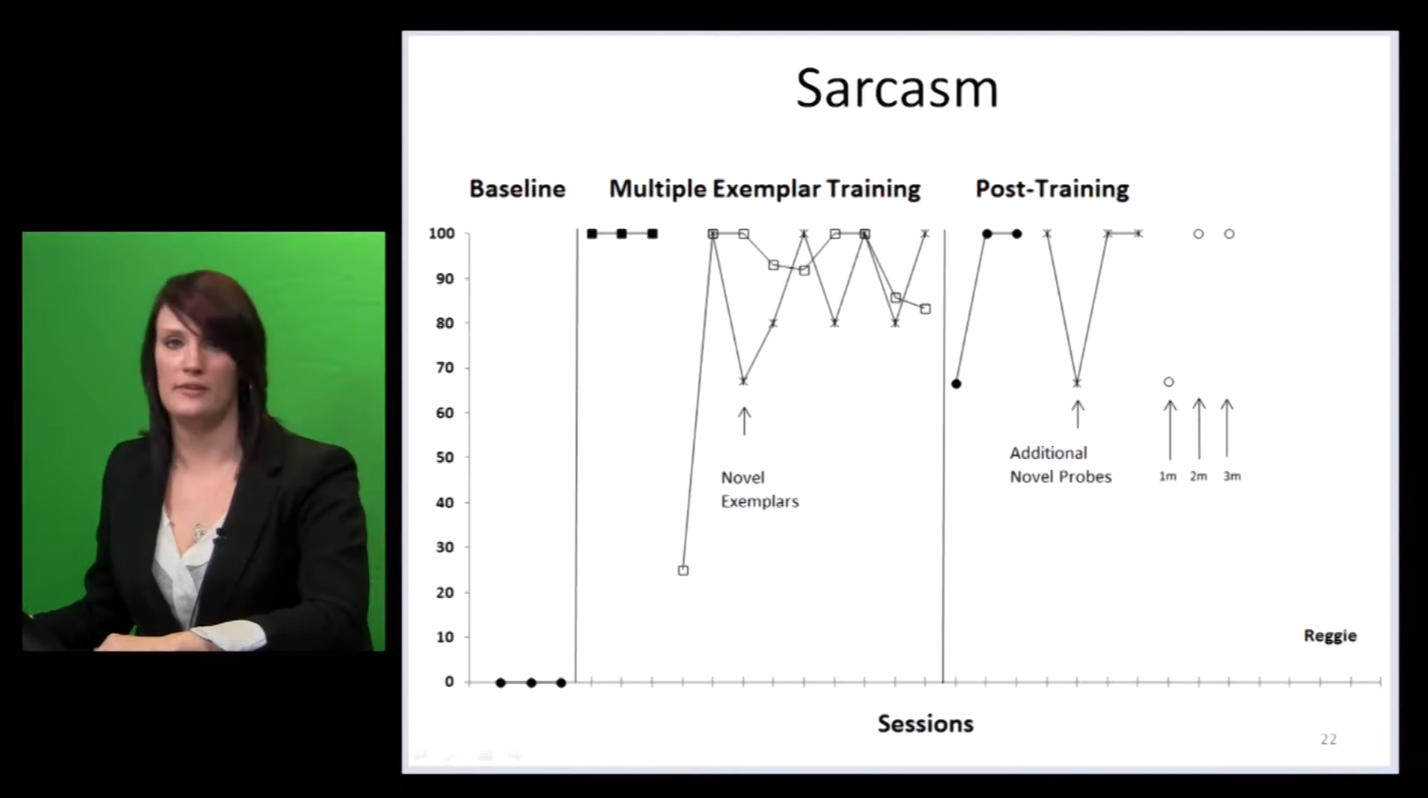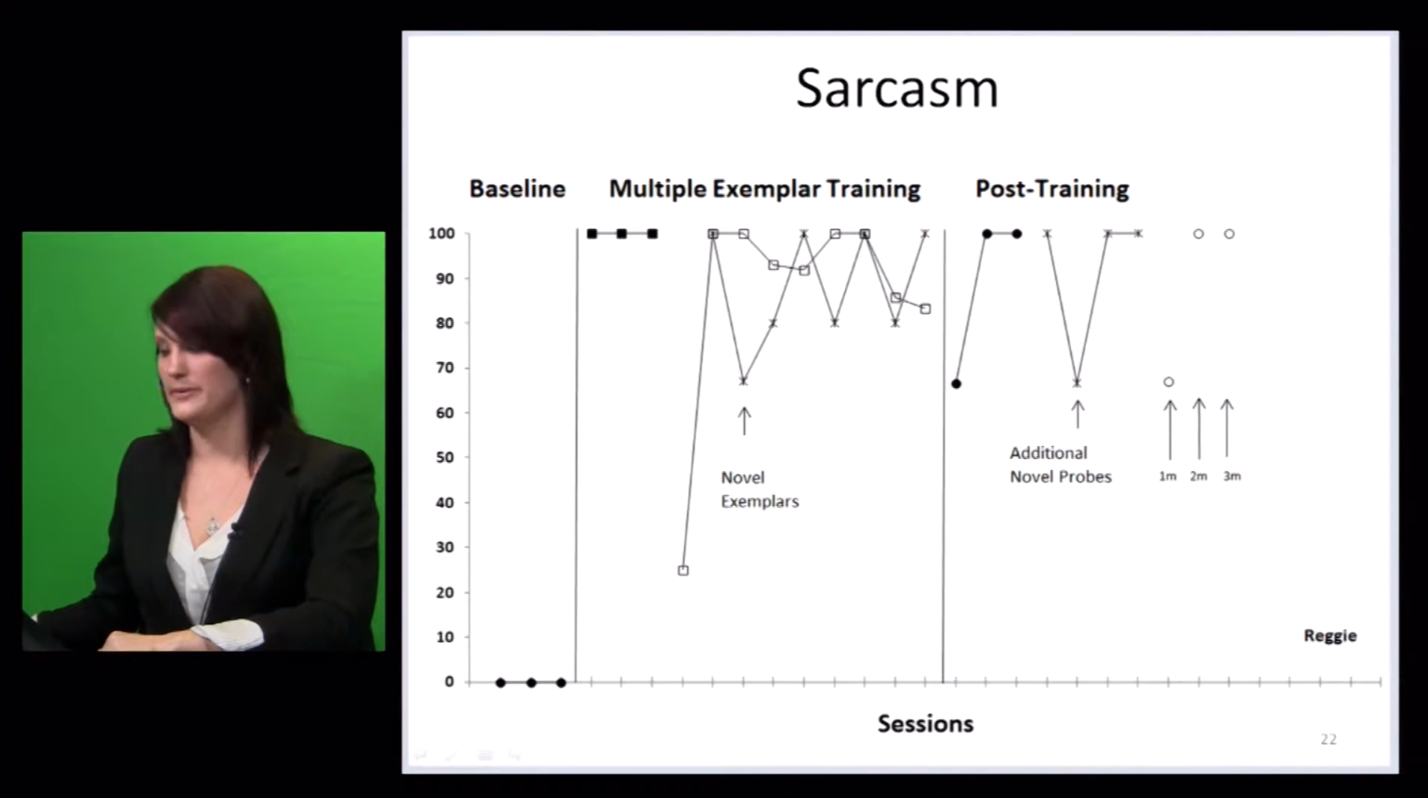Then we went to in vivo training, and as you may notice, the data are not all at 100%. They are not perfect. This was a little more difficult for the children. The stars represent novel exemplars, and this is how we directly tested for generalization, and we continued training until we saw the child responding to these novel exemplars across multiple sessions. Then we went into post-training to test the original exemplars from baseline that were never included in training. And you can see responding was much higher than baseline, above 70%, and with additional novel probes as well, and 1, 2, and 3 month follow-ups.